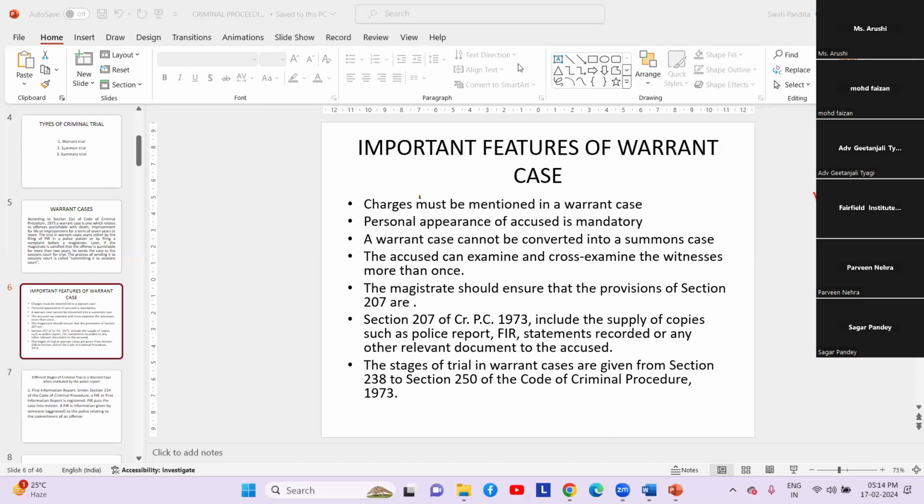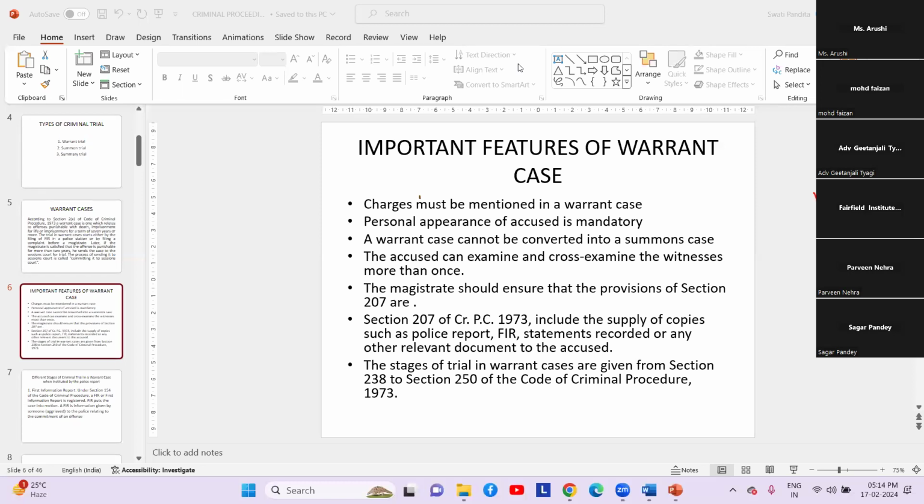While in a summon case, that person is at liberty whether he wants to come or not. He can send an application through the counsel that due to this reason I'm not coming. That can be dealt with, but a warrant is a very serious thing.